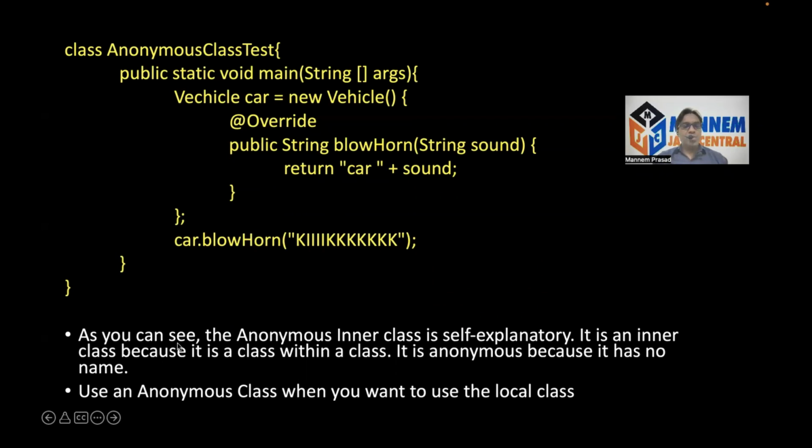As you can see, the anonymous inner class is self-explanatory. It is an inner class because it is a class within a class. It is anonymous because it has no name. Use an anonymous class when you want to use a local class. This is a separate class. Let's write this anonymous class in an IDE and see the result, what will happen.